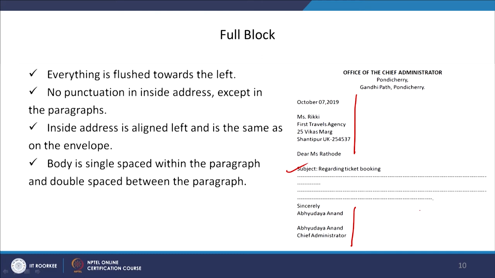Maybe it is two paragraphs, three paragraphs, whatsoever, and when you are going to make a complimentary clause, you are going to write your full name along with the signature, and as I said, you are also going to write your designation. Inside address is left, and the same on the envelope. On the envelope also the same address will be there. Body will be single spaced within the paragraph as I said, and double spaced if you are switching over from one paragraph to another. So, this is about full block format.